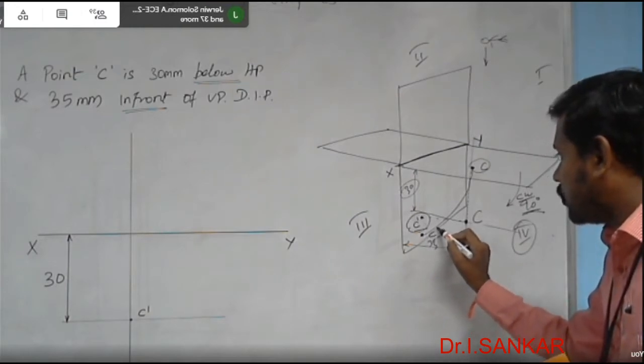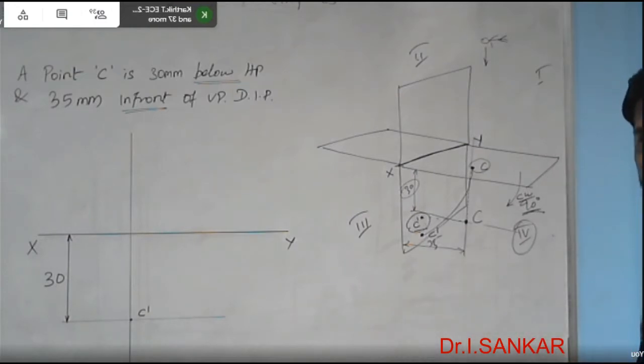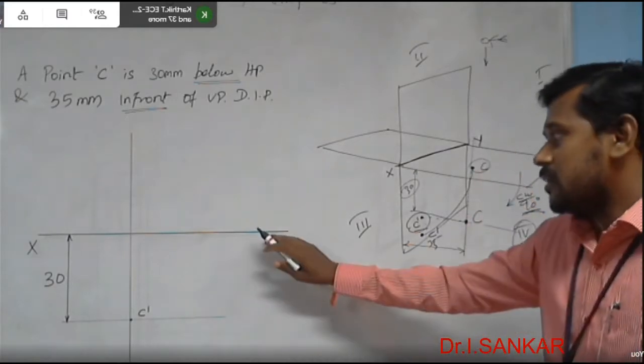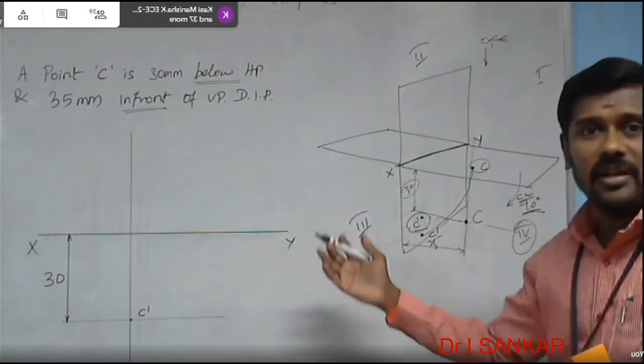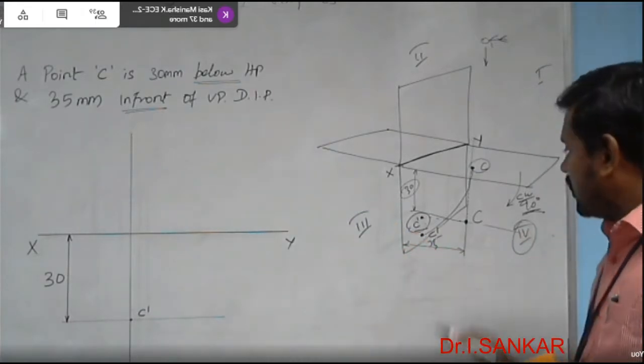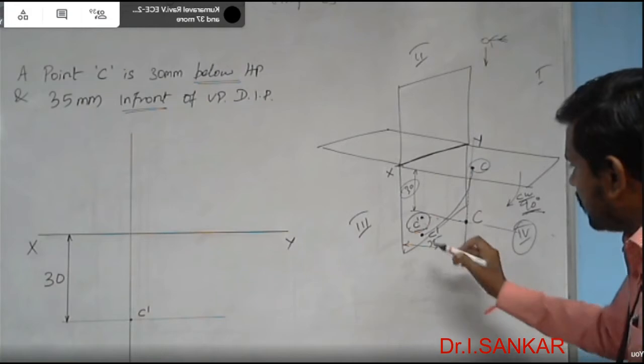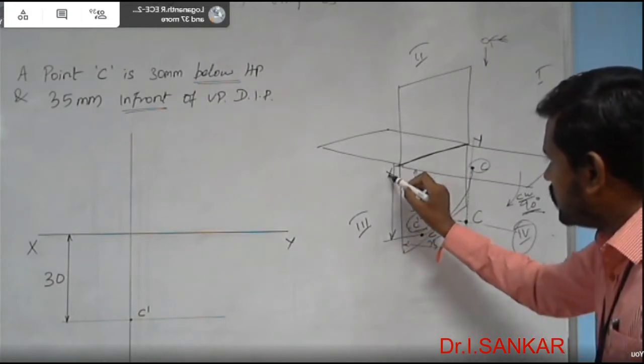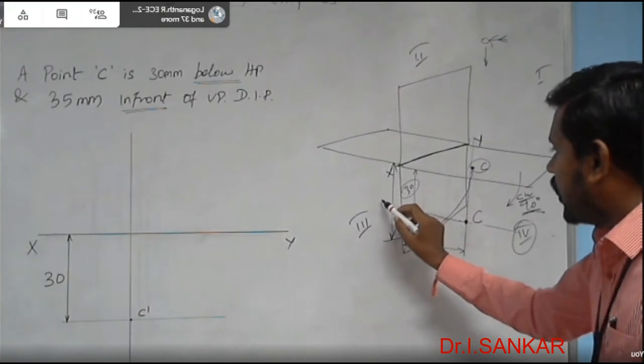It is nothing but your C dash. Again, the top view comes below the XY line, not above the XY line. And how much below the XY line? I am asking what is the distance between the top view C and the XY.